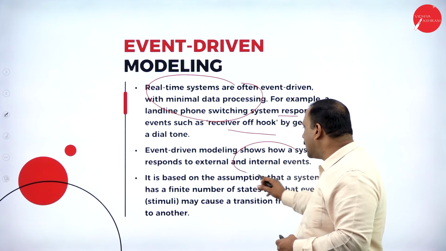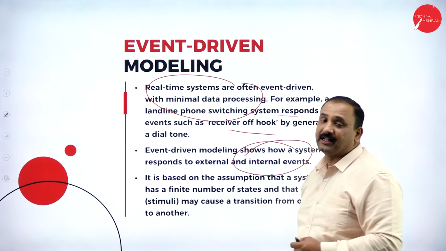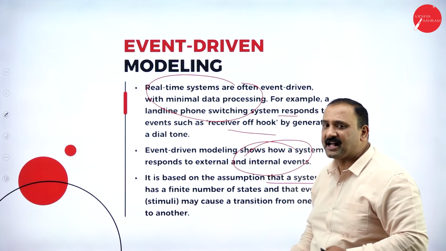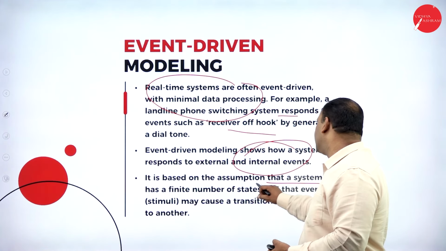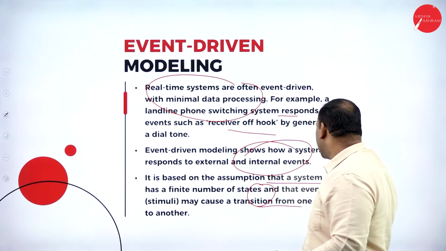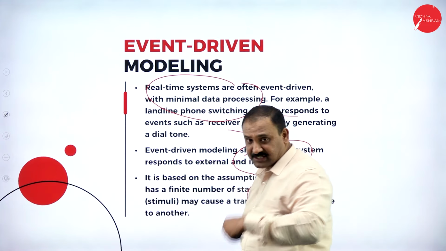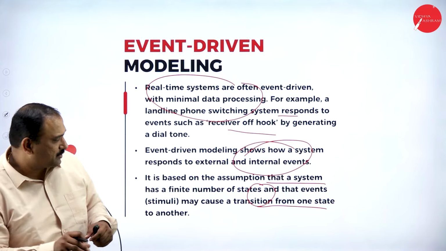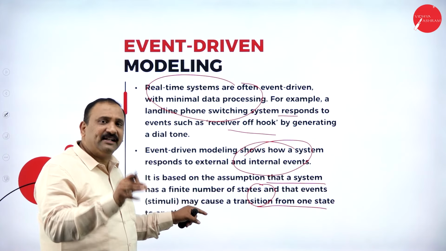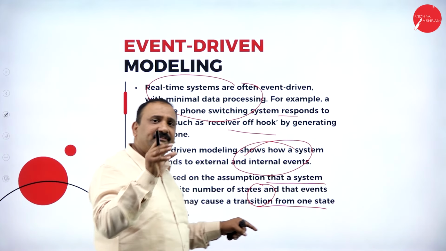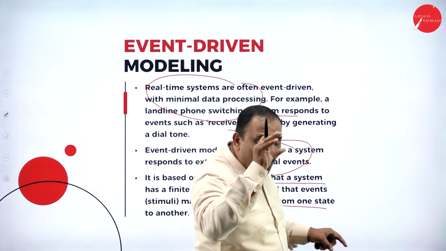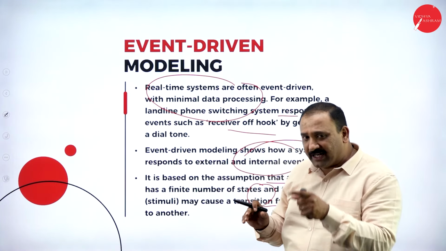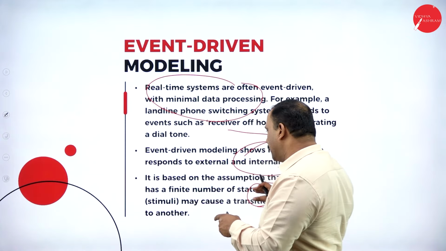Event-driven modeling shows how a system responds to external and internal factors. It is based on the assumption that the system has a finite number of states and events may cause transition from one state to another. Now, this is very important for all of us to learn. There are finite states, which means that given a specific number of states and conditions, only within that will the system operate. If you're talking about an infinite volume, it's not going to work that way.